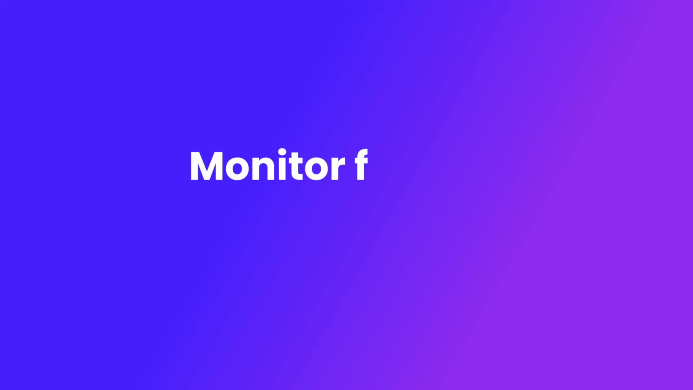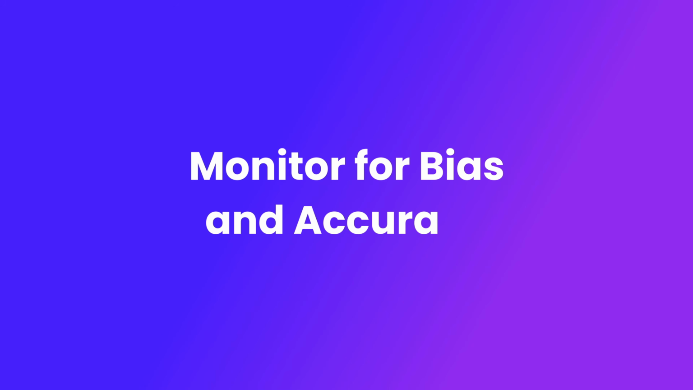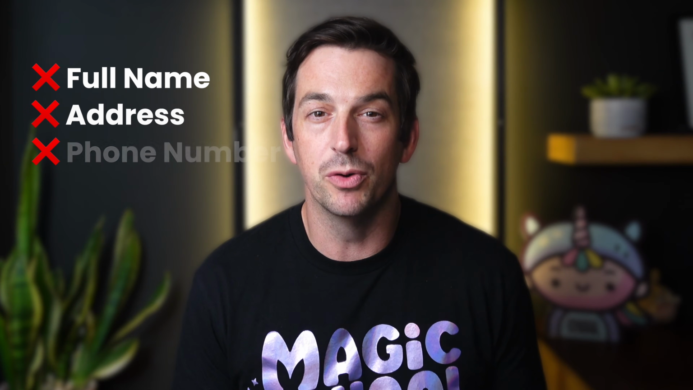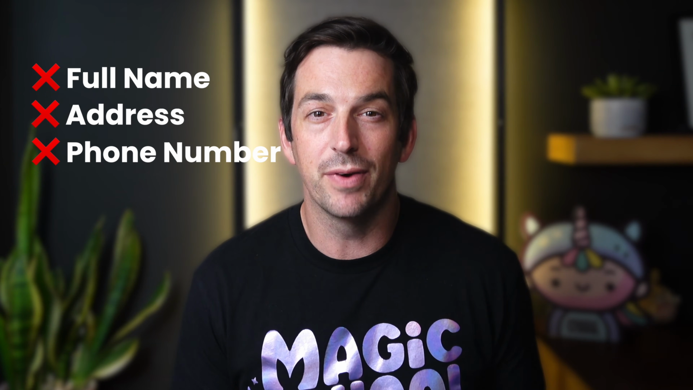Number 5, check for bias or mistakes. Sometimes AI can sound really confident but still get things wrong. If you're looking up an important fact, double check it with a reliable source, like your textbook, your teacher, or a trusted website. And finally, protect your privacy. Never share personal details like your full name, address, phone number, or anything that could identify you. Keep it safe, just like you would on any website.